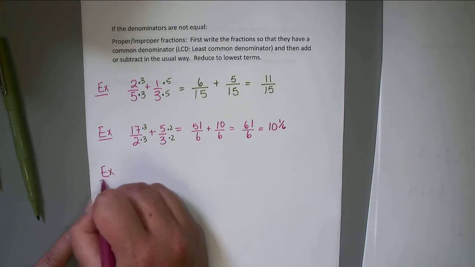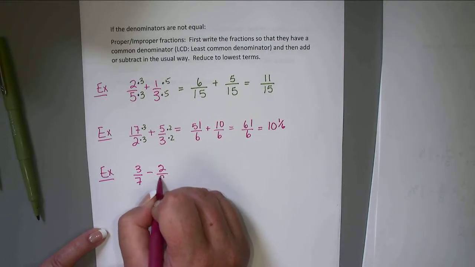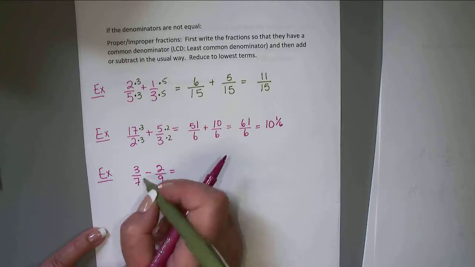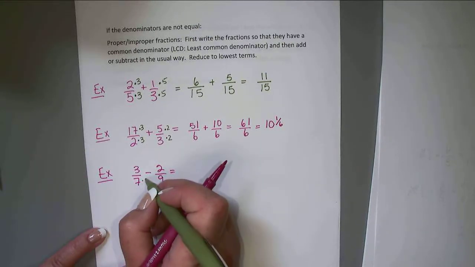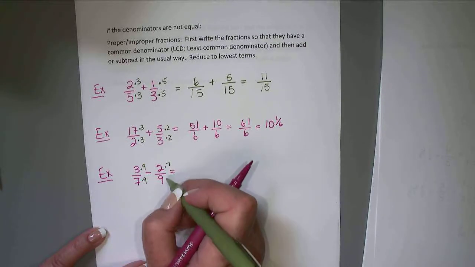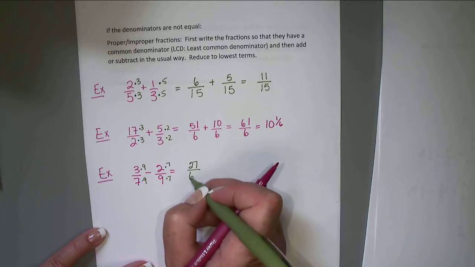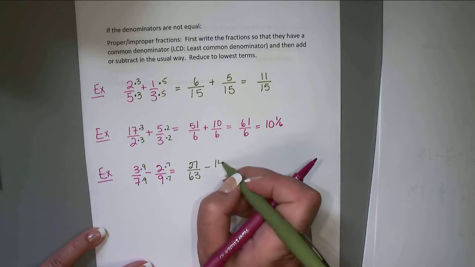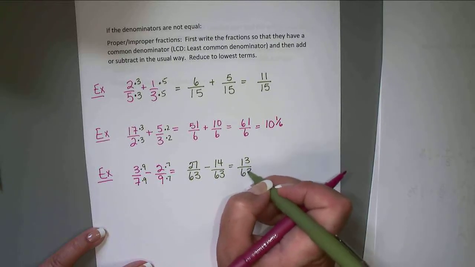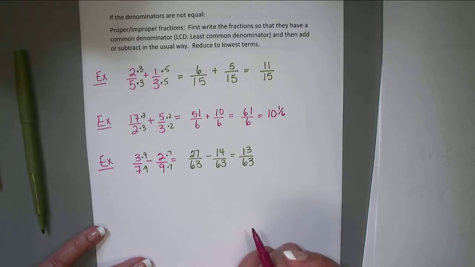Okay, we'll do a couple subtraction. Say we get 3 over 7, we wanted to subtract 2 over 9. So our common denominator, 7 times 9 is 63. So we're going to multiply that by 9, and this by 7. So we will have 27 over 63 minus 14 over 63, which is 13 over 63, and that's in reduced form. So we would leave it like that.